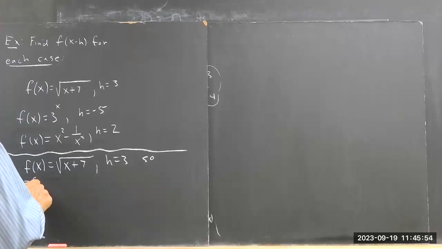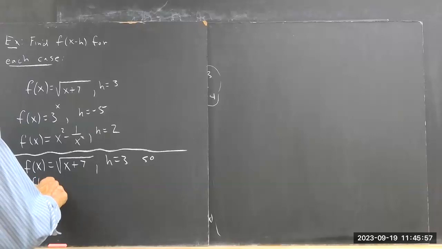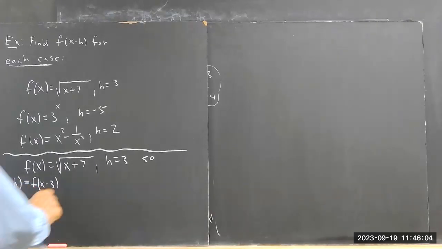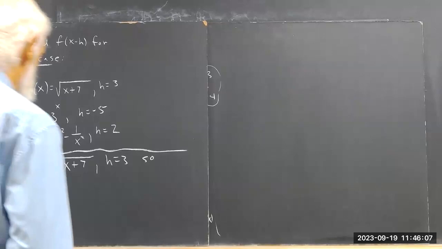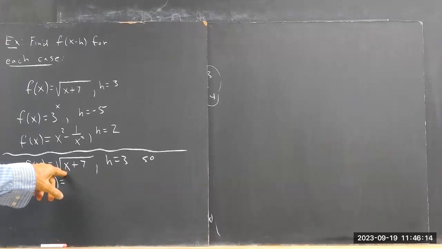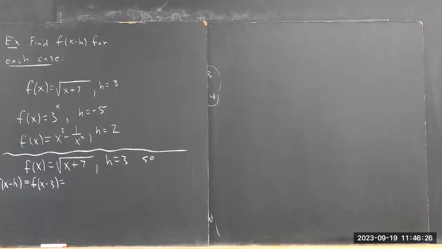I really want to see the expression f of x minus 3. Okay, so I want to substitute for h here. And then, okay, now can everybody write out what f of x minus 3 would be, if f of x equals the square root of x plus 7? If you can't, then there are things I need to say. I probably need to say them anyway for people who haven't done much of this.